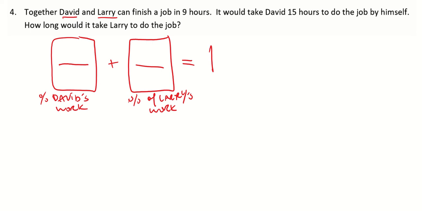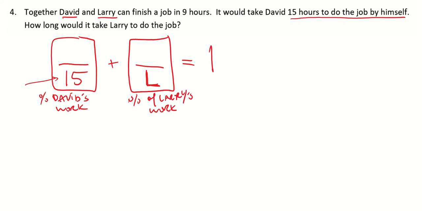And so the number at the bottom over here is supposed to be the amount of time that David needs to finish the job if he's working alone. Since we don't have that value right now, it says, oh, actually we do. It says it would take David 15 hours to do the job by himself. So therefore this number here is 15. The problem is we don't know how long it would take Larry to finish the job by himself. So the bottom number here will be L, because we don't know what it is, so we'll just give it a variable L.